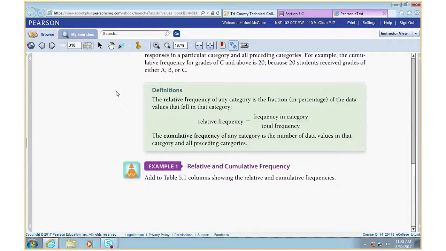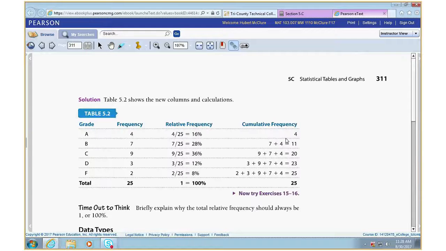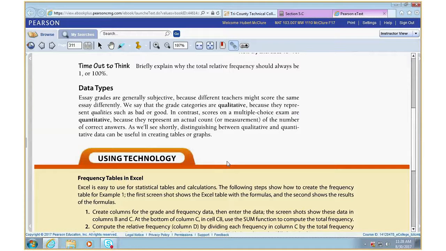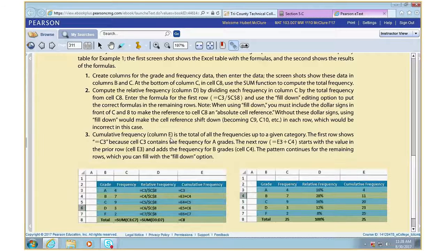We went over relative frequency. I went over cumulative, which was worthless.